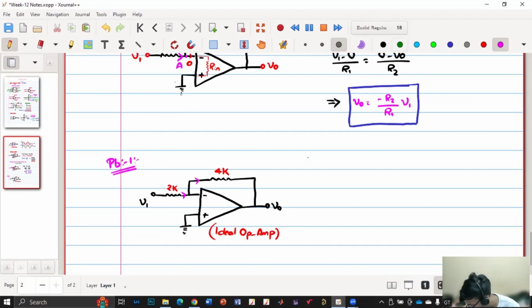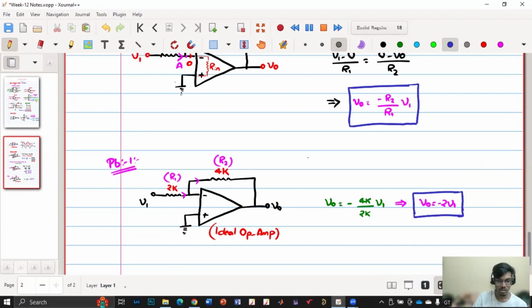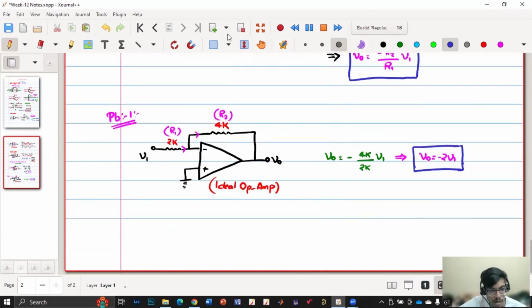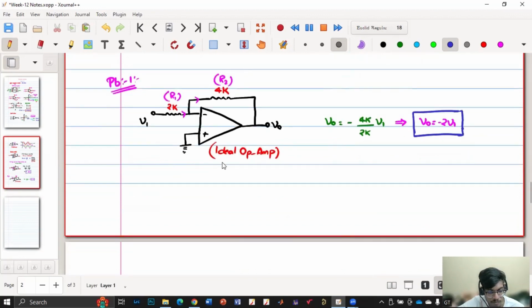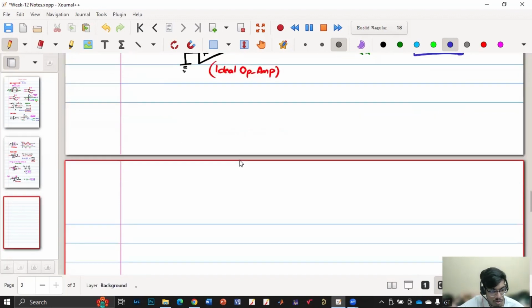So we can apply the same thing. V naught is equal to minus R2 by R1 into V1 because this is my R2 and this is my R1. So from here we will get V naught equal to minus 2 V1. So it is inverting, but a scaling factor of 2 is there. Okay, so this is when we consider an ideal op amp. Now, what if we consider a similar inverting amplifier and we consider a non-ideal op amp, which means there is finite gain and the input impedance is also not infinite. Then how to solve? Let us solve.